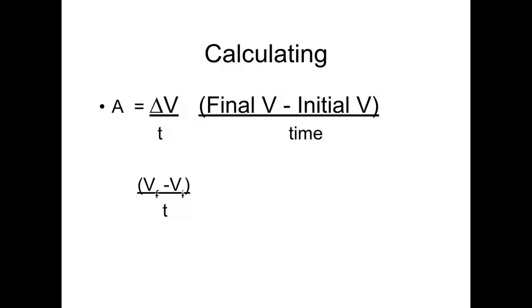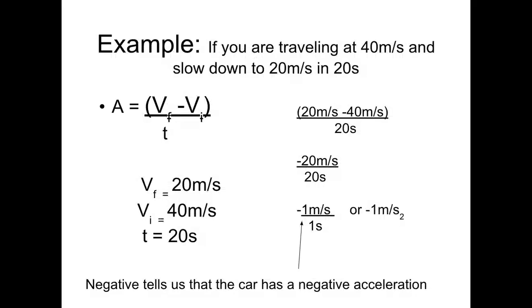So let's look at how we solve these problems, because that's what you're going to be looking at, calculating acceleration. We say acceleration equals the change in velocity over time. So we look at our final velocity minus our initial velocity, and we divide that by time. Here's an example. If you're traveling at 40 meters per second and slow down to 20 meters per second, and that takes you 20 seconds.